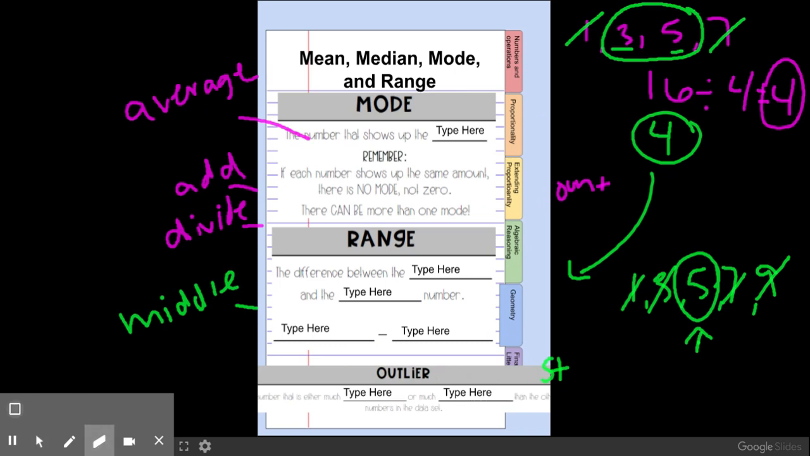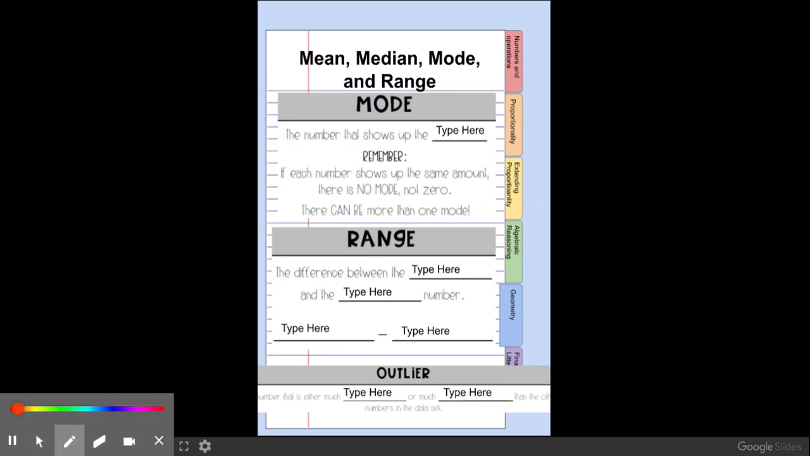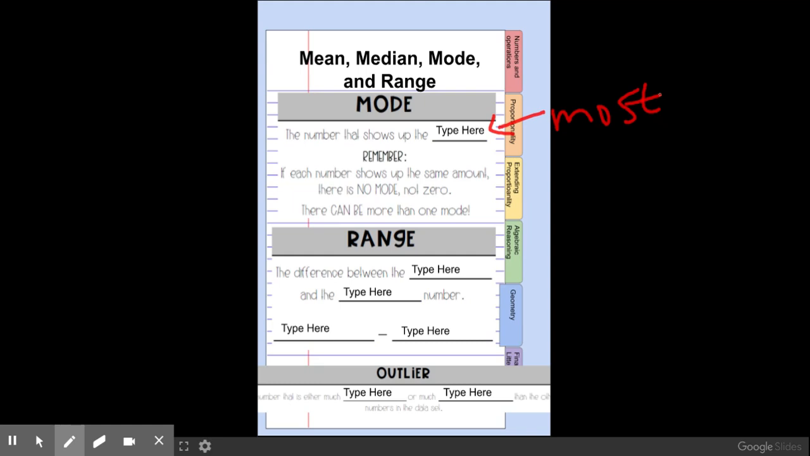Now we have our mode. So our mode is the number that shows up the most. Okay. If each number shows up the same amount, there is no mode. So it's possible to have no mode. And there can be more than one mode. So for example, if I had those same numbers, 1, 3, 5, and 7, they're all there once, so there's no mode. Okay, so no mode.